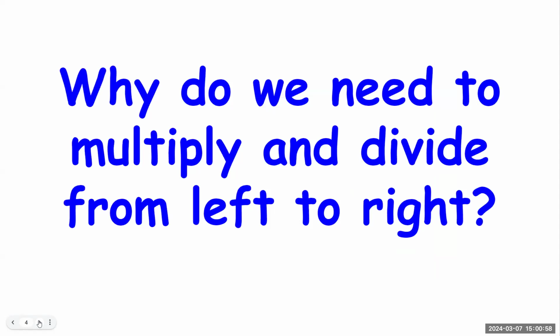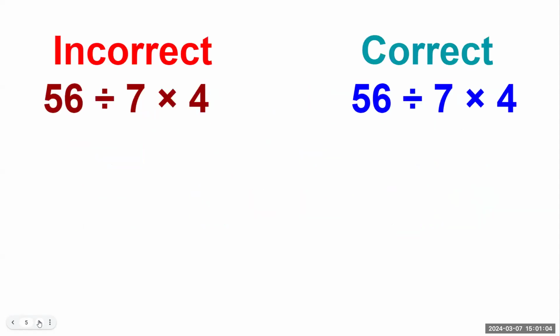So the question we need to ask ourselves is, why do we need to multiply and divide from left to right when we have consecutive operations of multiplication and division? So we're going to look at our one expression here today, and that expression is going to be 56 divided by 7 times 4. And I'm going to simplify this expression incorrectly at first before I do it correctly on the right-hand side.